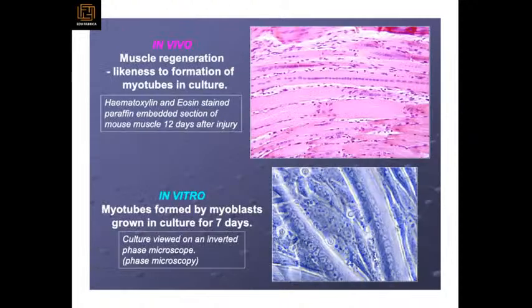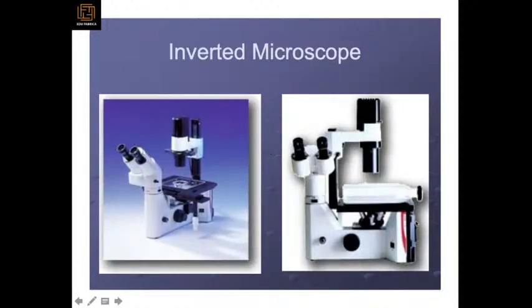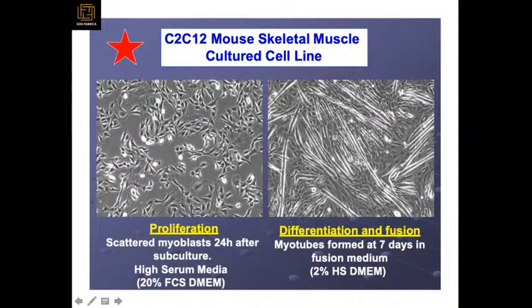So this is showing some in vitro regeneration of myotubes in cell culture. Some examples are shown of myoblasts for 7 days in culture under phase microscopy. So this is how your cell culture looks. This is an inverted microscope that is highly used for cell culture tubes. You put your cell culture like this and check it under the microscope so that you can see what is happening in your cell culture and it's good to go. And this is a C2C12 mouse skeletal muscle cell culture after 24 hours of proliferation, scattered on subculture in high serum media with 20% FCS and DMEM media.